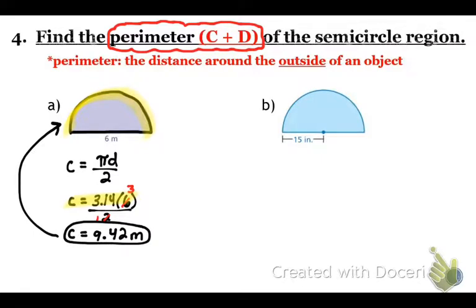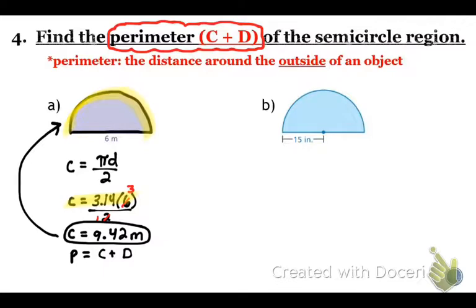Let's go back to the instructions where we drew a red fluffy cloud around the instructions. Perimeter equals C plus D. Guys, what do you think C plus D is? Circumference plus the diameter. All right, so for perimeter, I have to add together the circumference and the diameter.